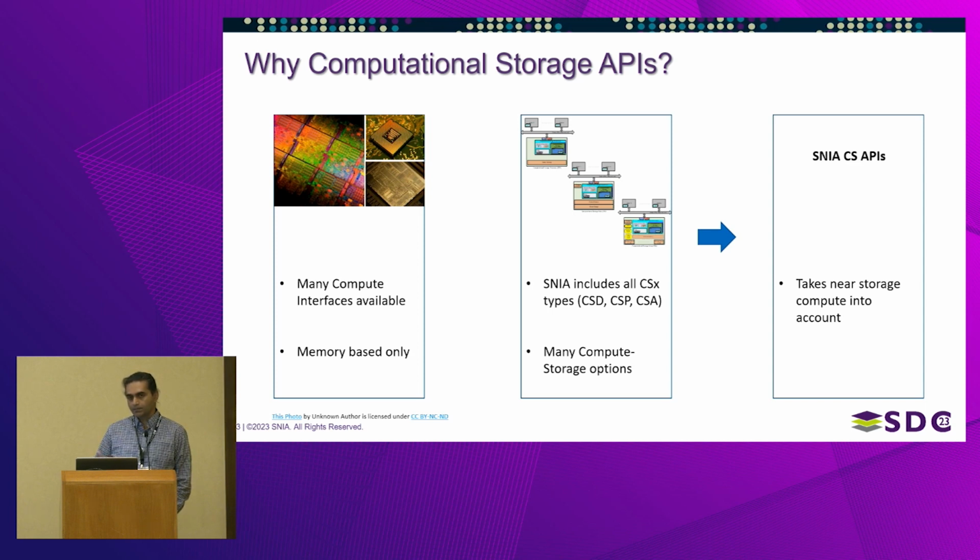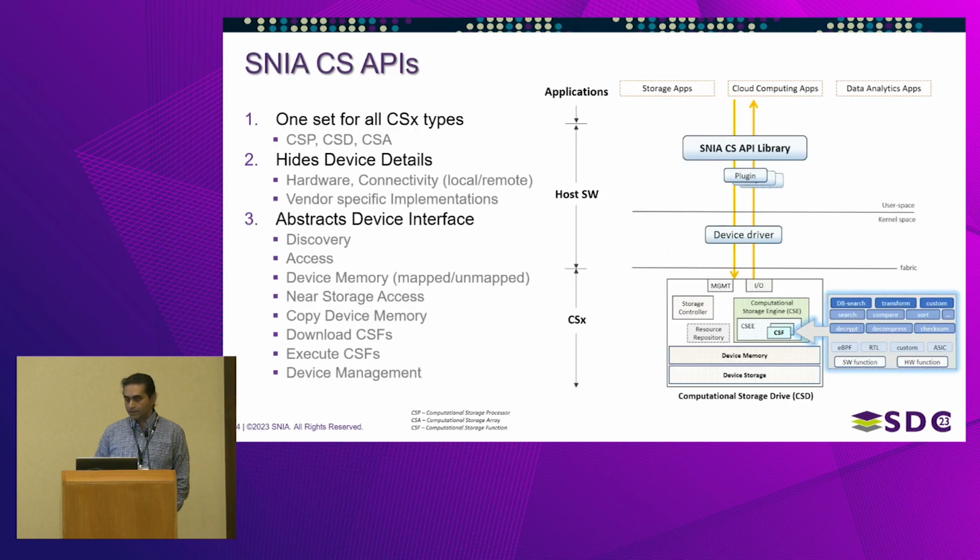Plus, you get APIs that are highly abstracted but also simplified, in a way that you could use them with different types of devices. On the right, you have the stack. On the bottom you have the computational storage drive, which has storage, some device memory, and the computational storage resources, which we'll touch on briefly.